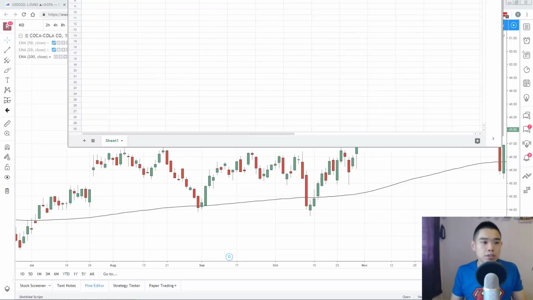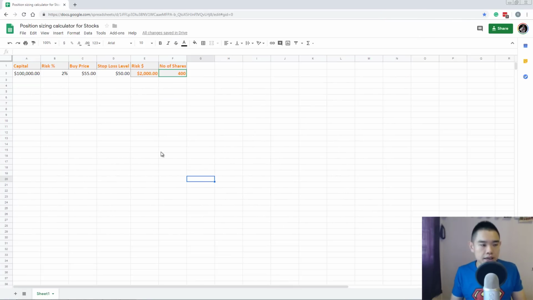So with that in mind, just pull out your position sizing calculator. You can Google it. There are a lot of free ones out there. Let's say again you have a capital of $100,000, and again you're conservative, you risk 1%. Buy price $47, stop loss $45. So in this case, you can buy 500 shares of Coca-Cola, okay?